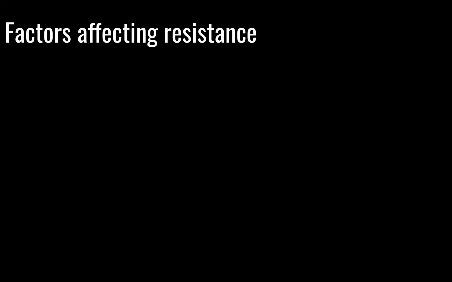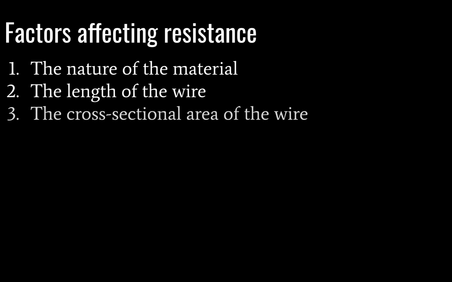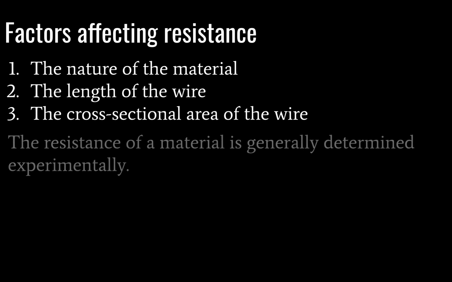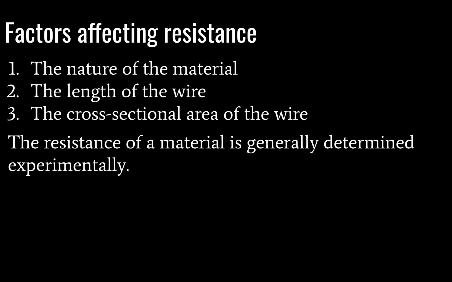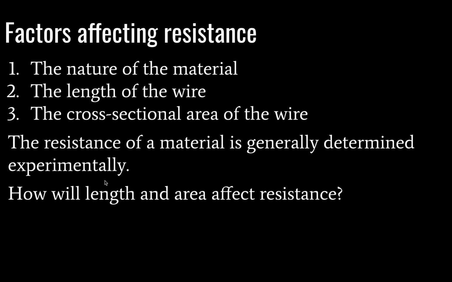So some factors affecting resistance are the nature of the material, the length of the wire, and the cross-sectional area of the wire. So our resistance of a material, property we'll call resistivity later, is generally determined experimentally. So if you're looking at a chunk of a material, you will figure out its resistance, and then we can infer a few things that we'll look at momentarily. So how will length and area affect resistance? And you can think about that and pause the video while I quietly hum to myself the Jeopardy theme song.